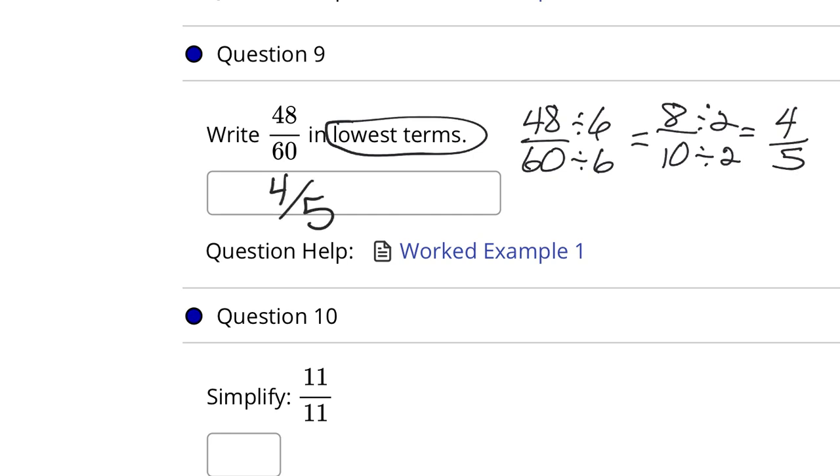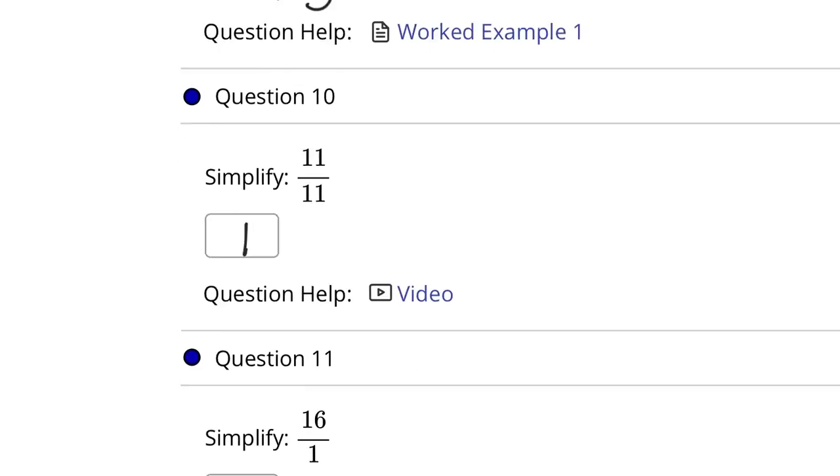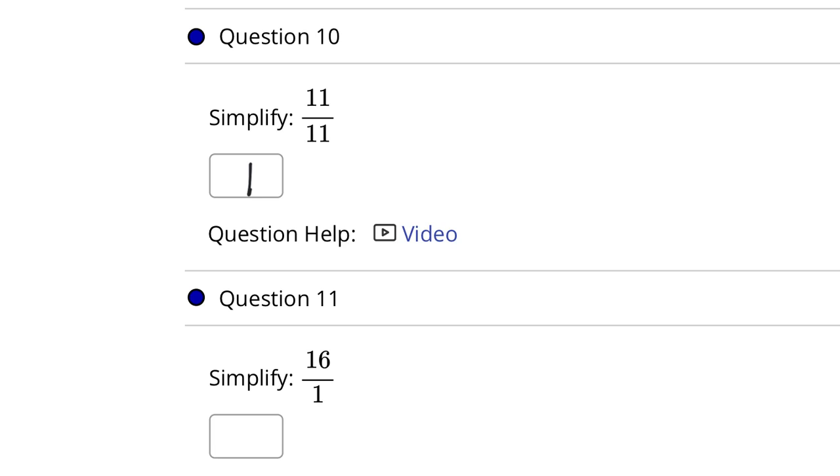Trying to write even. I'm trying to write cockeyed. Okay, 11 divided by 11. That's all a fraction is, a division problem. So 11 divided by 11 is 1. 16 divided by 1 is 16. So, little quirks about fractions.